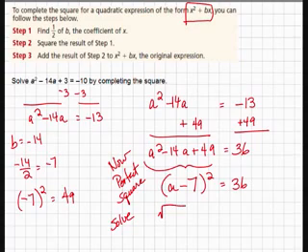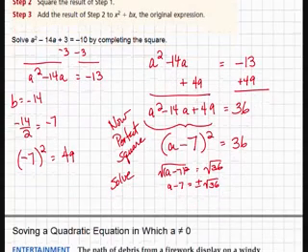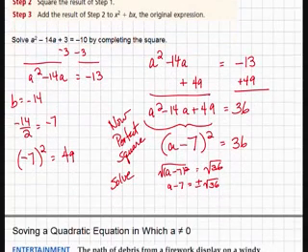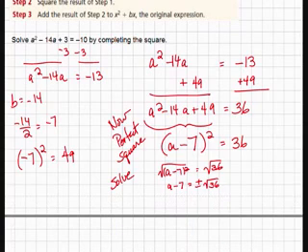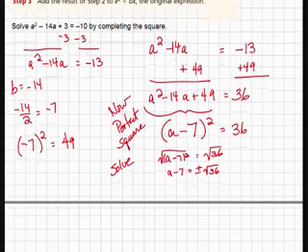We're going to take the square root of both sides. The square root of (a - 7) squared is equal to the square root of 36. Therefore, a - 7 is equal to the positive or negative square root of 36. So let's solve both situations.